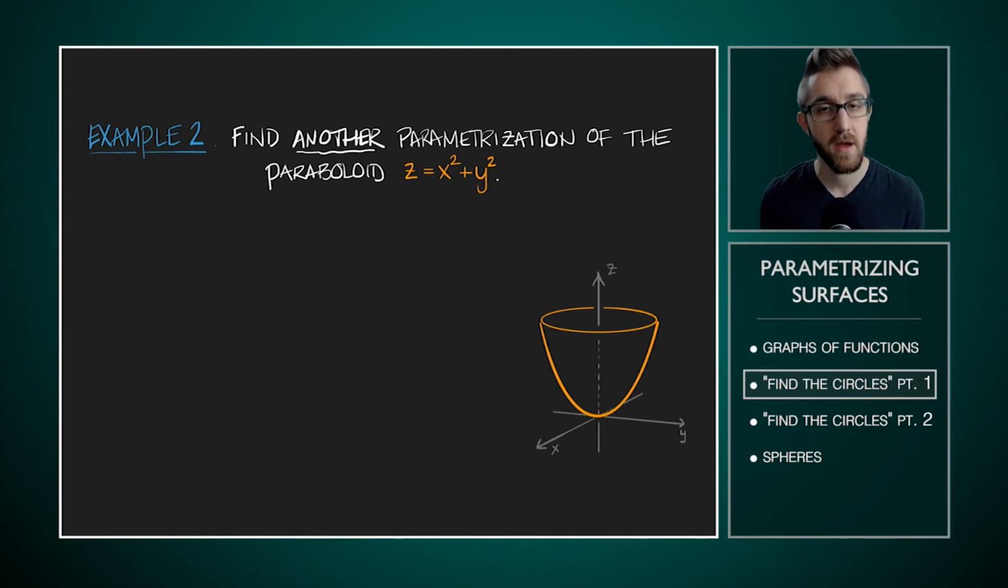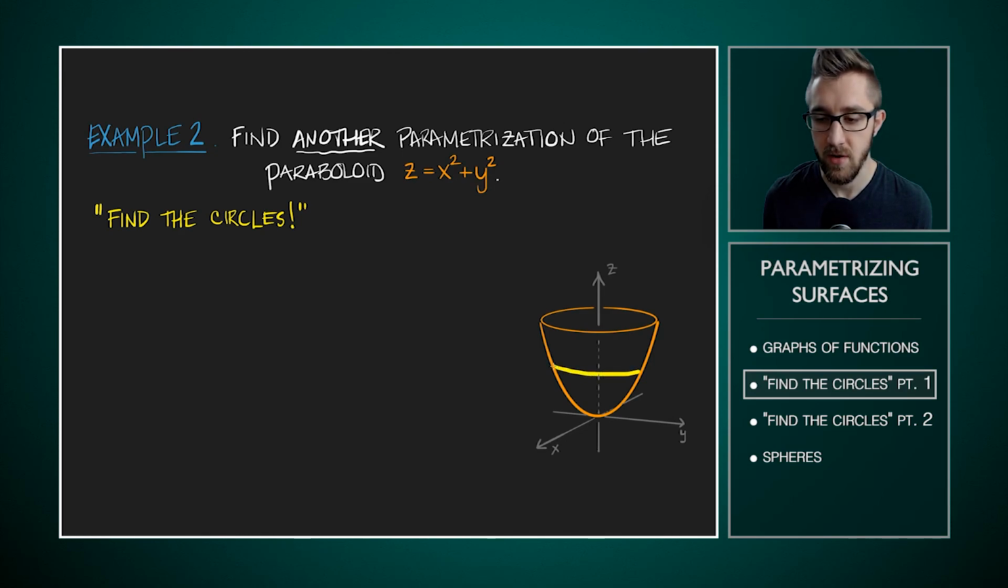And the game is called Find the Circles. By find the circles, I really mean find circular cross sections or circular slices of this surface. So for this paraboloid, the thing that we'll notice is that it has circular cross sections in horizontal planes. So in other words, if you fix z and look at the corresponding curve, you get a circle. Okay, let's write that down.